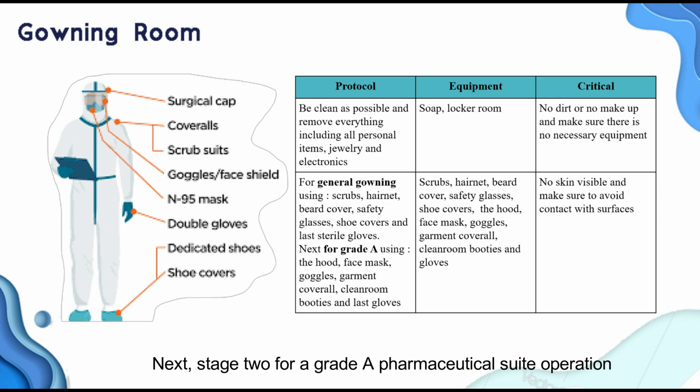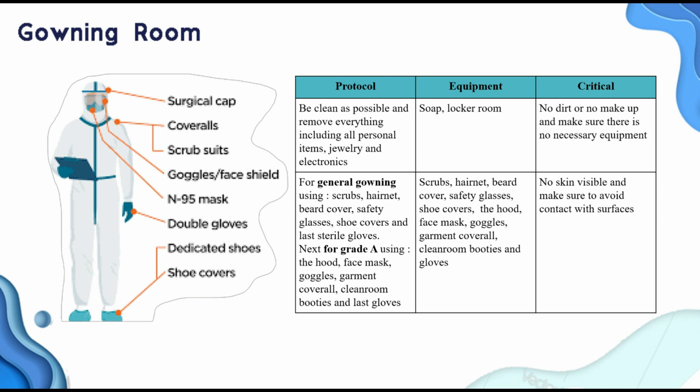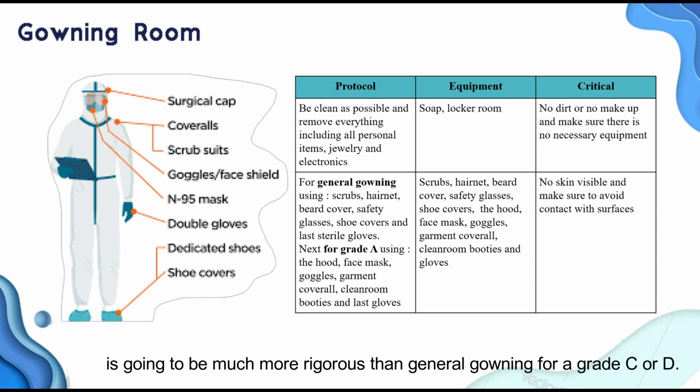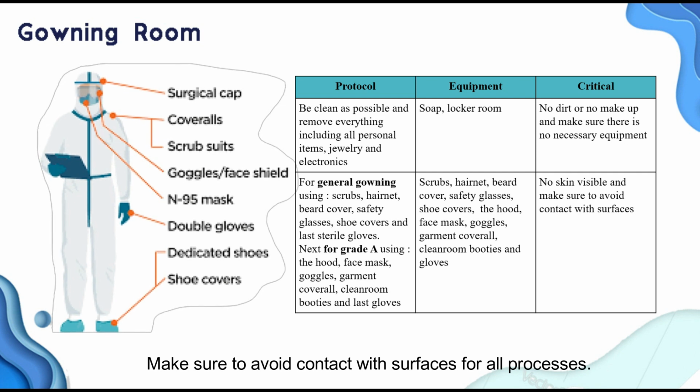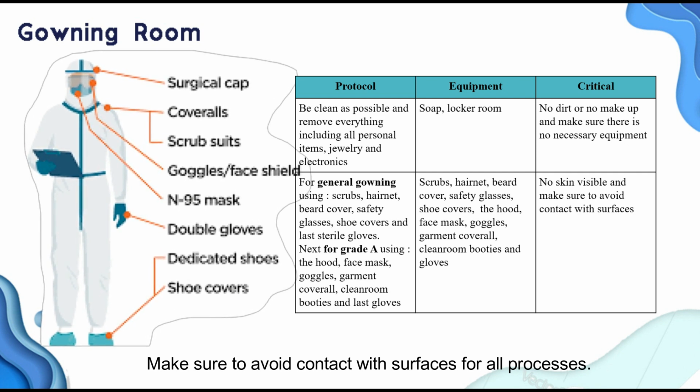Next, Stage 2 for Grade A pharmaceutical suit operation is much more rigorous than general gowning for Grade C or D. For this stage, we'll be using the hood over your head, face mask, goggles, garment coverall, clean room booties, and gloves. Make sure to avoid contact with surfaces for all processes.